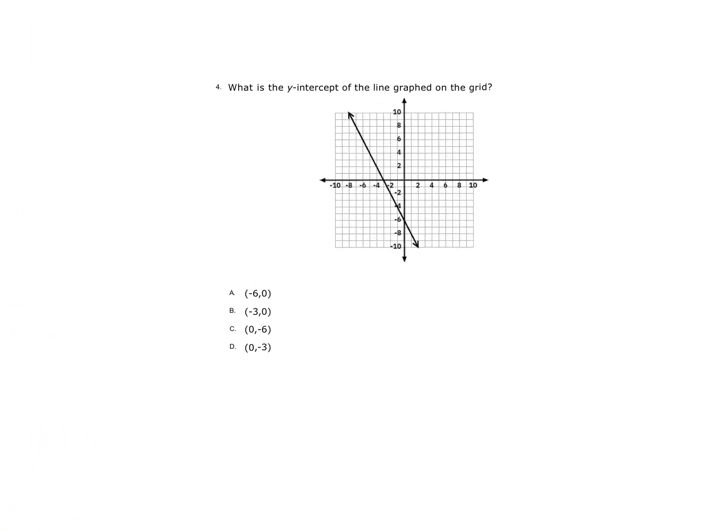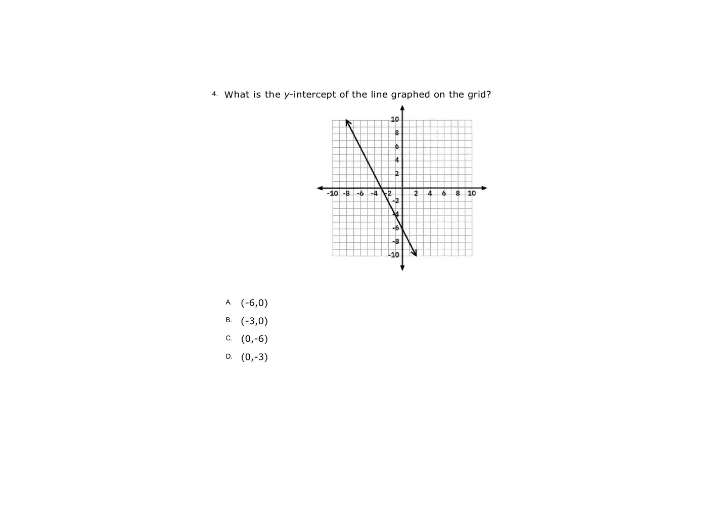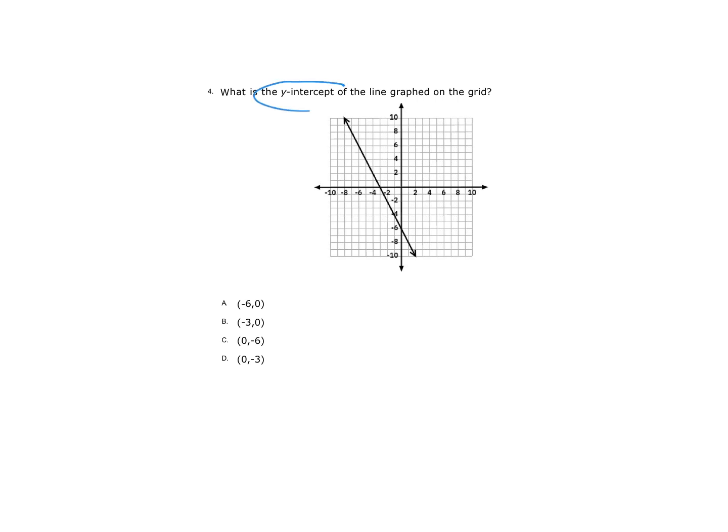Let's look at number 4. So number 4 is asking for the y-intercept. So the y-intercept is, where does this cross the y-axis? So remember, this is our y. Where does it cross? Well, it crosses right here. We need to write that as an ordered pair. Remember, ordered pairs are x comma y. Our x is 0, our y is -6. There is the solution to number 4.